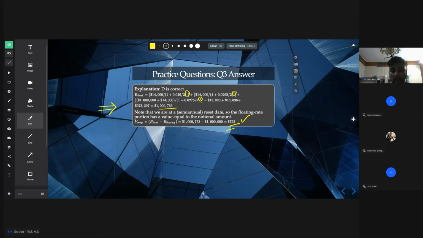We are at a semi-annual reset date. So the floating rate portion has a value equal to the notional amount at each payment date. At each payment date, your floating is reset to notional. Each is set to notional, right? That's why we have 753.